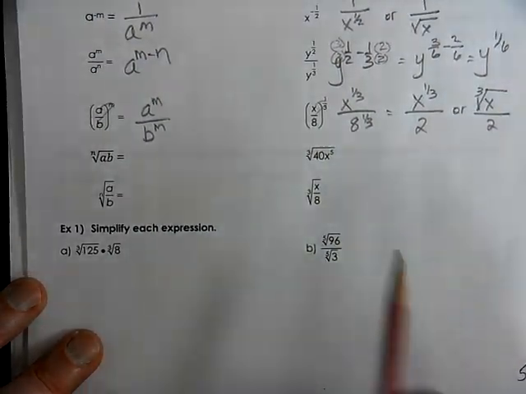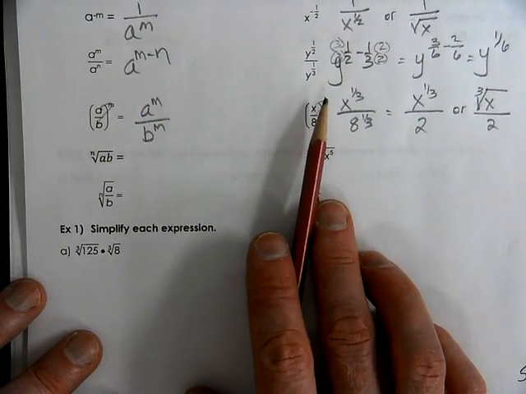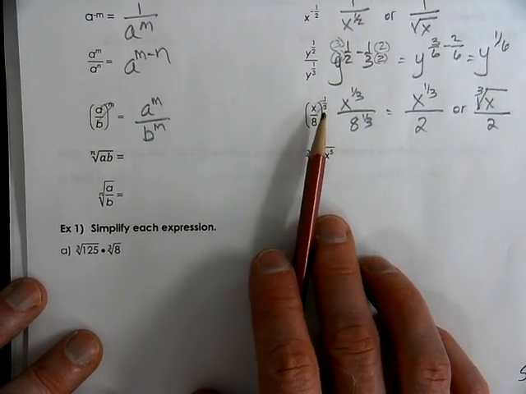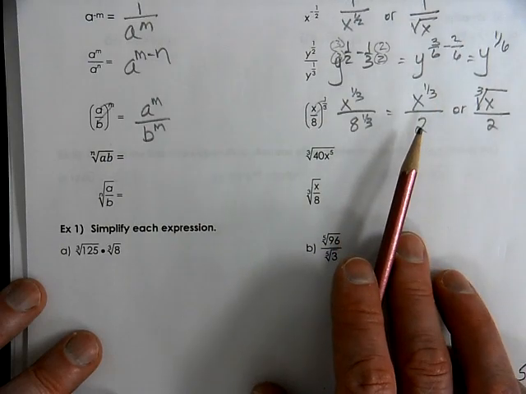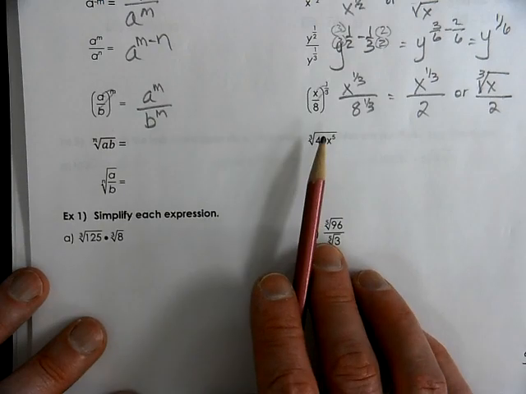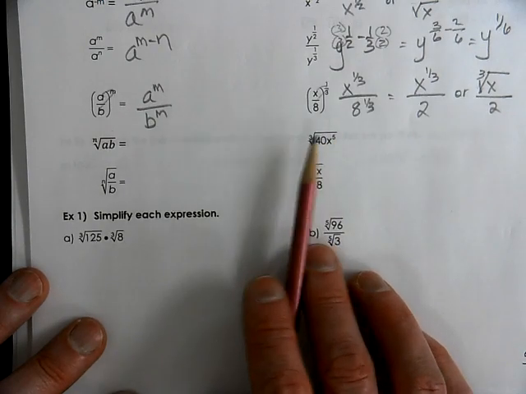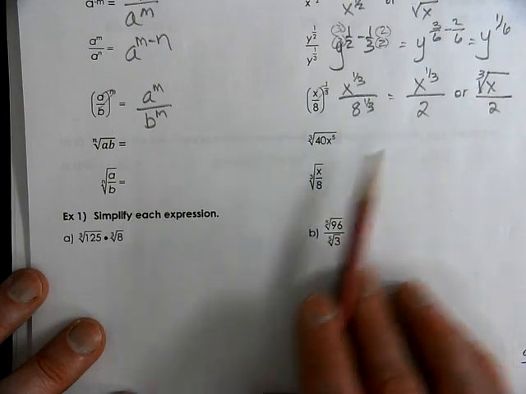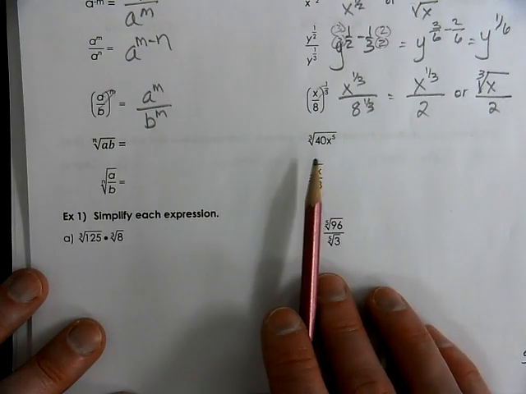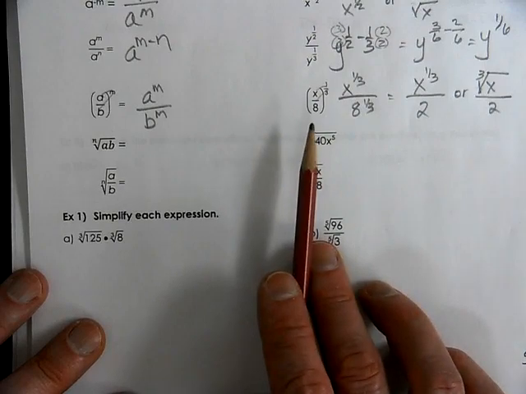Now, if the question was written with a fractional exponent, it's typically best to leave your answer with a fractional exponent. If your question was written with a radical, it's probably best to leave your answer with a radical. So if you're trying to decide which way you should leave it, if the question's written with it, leave it with that.